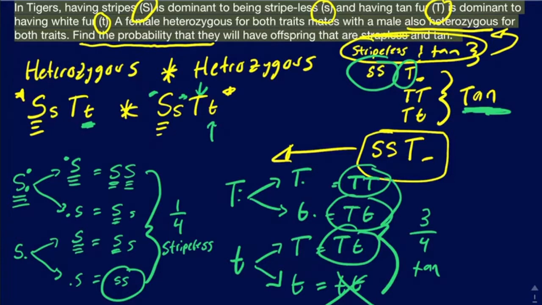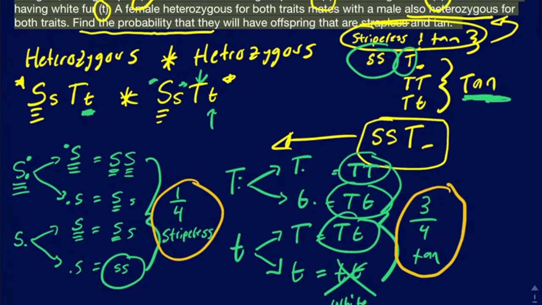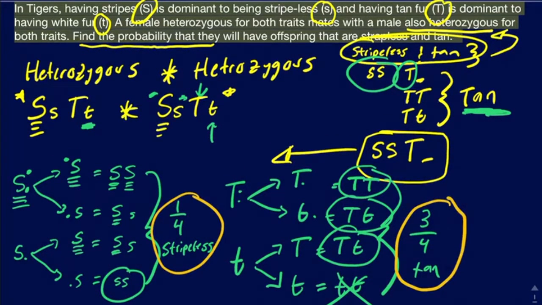So now we have the probabilities that the offspring will be stripeless, and the individual probability that the offspring will be tan. And now we want to combine those together. So we use what's called the product rule, which allows us to multiply two individual events to find the probability that both of those events will occur. So we multiply 1/4, that's from stripeless, times 3 out of 4, that's from tan. And when we do that math, we get 3/16. That's our answer.